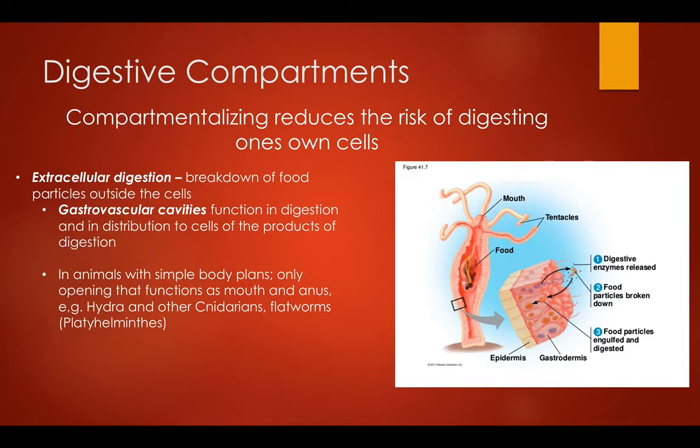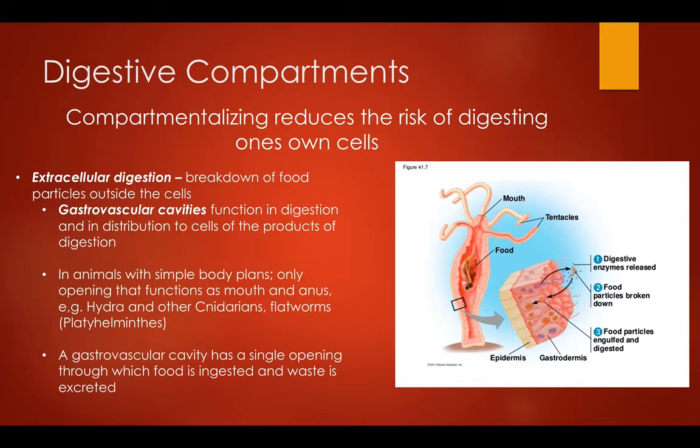In animals with simple body plans, there is only one opening that functions as a mouth and an anus. So the gastrovascular cavity is kind of an everything hole. It is where things enter and where things exit. A gastrovascular cavity has a single opening through which food is ingested and waste is excreted. So again, that's called incomplete digestion.